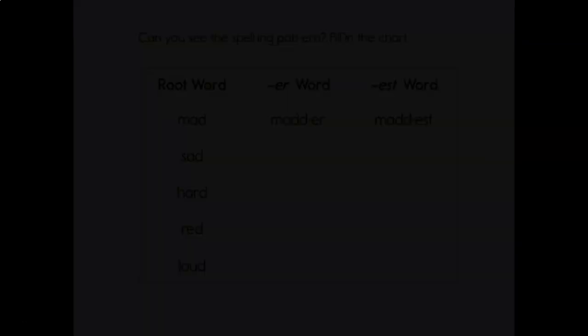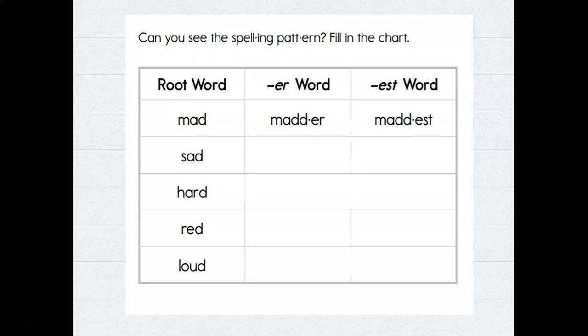Let's go over the rest of the words in the box. The next root word is sad. When we add ER to sad, our new word is sadder. When we add EST to sad, our new word is saddest. Our next root word is hard. When we add ER to hard, our new word is harder. When we add EST to hard, our new word is hardest.